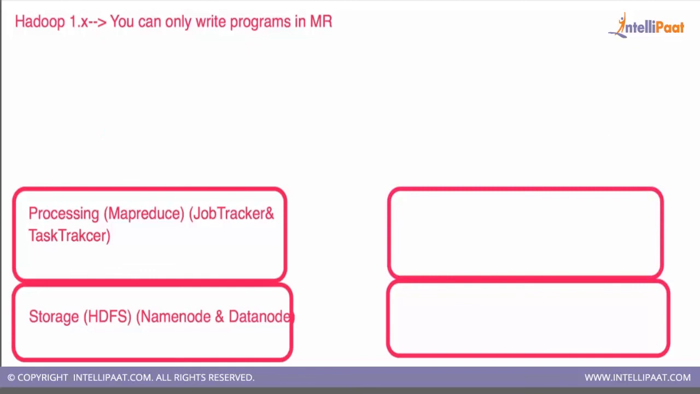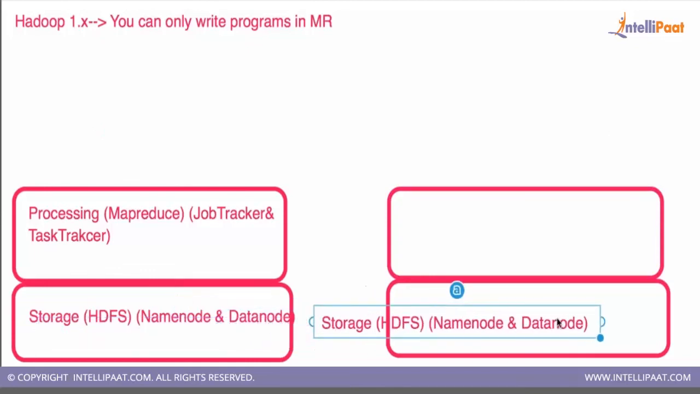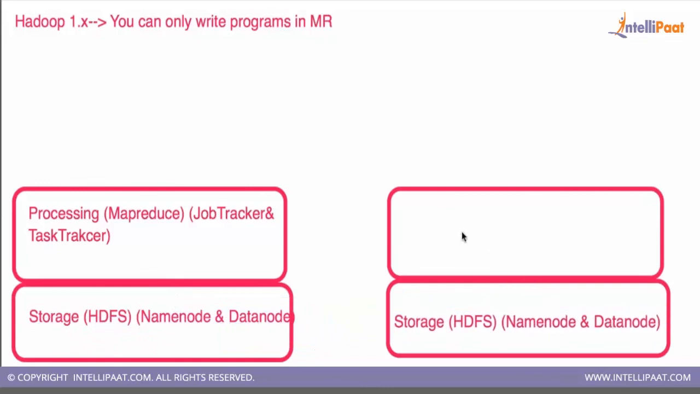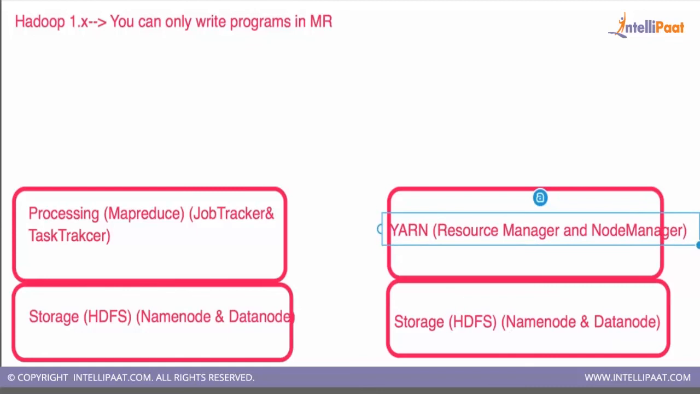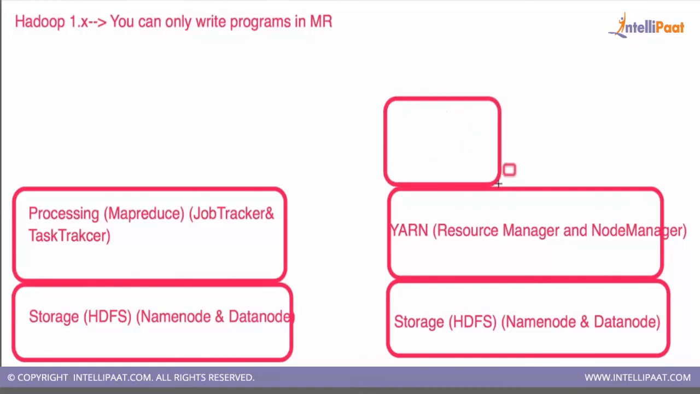We had storage, which was the same. But instead of MapReduce, you bring a new component called Yarn, which is nothing but resource manager and node manager. Now what Yarn would do is, it says I will give resources to anybody.